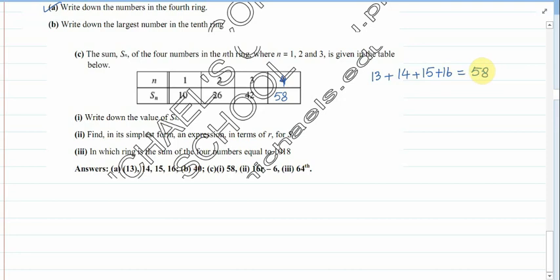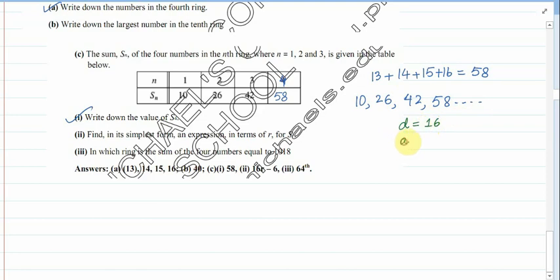Write down the value of S4. We had done it. Find in simplest form the expression for Sn in terms of n. You can see that the numbers in Sn are 10, 26, 42 and 58 and so on. Now, in order to find the nth term, first we need to find the difference. In my case, the difference is constant and that is 16. 26 minus 10 is 16. 42 minus 26 is 16. 58 minus 42 is 16. So the difference is constant.